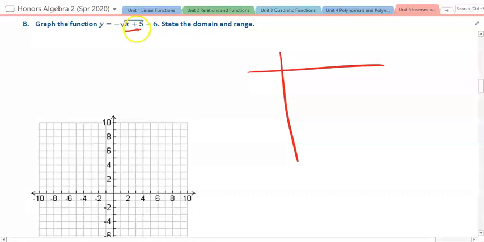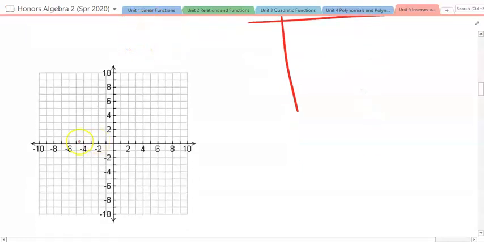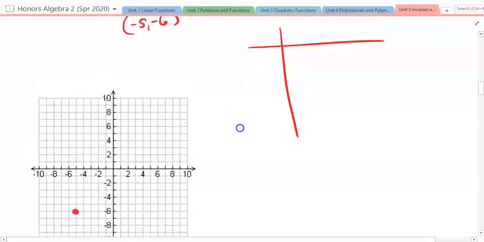And so where's my starting point going to be? Well, remember this negative out front, there's no dilation anyways, and it won't affect 0 anyways. But this is going to shift me to the left 5 and down 6. So where's my starting point? It's at negative 5, negative 6. Negative 5, negative 6 starts me here.